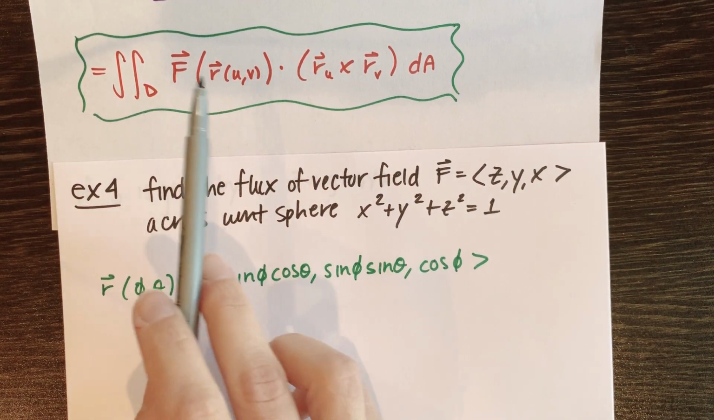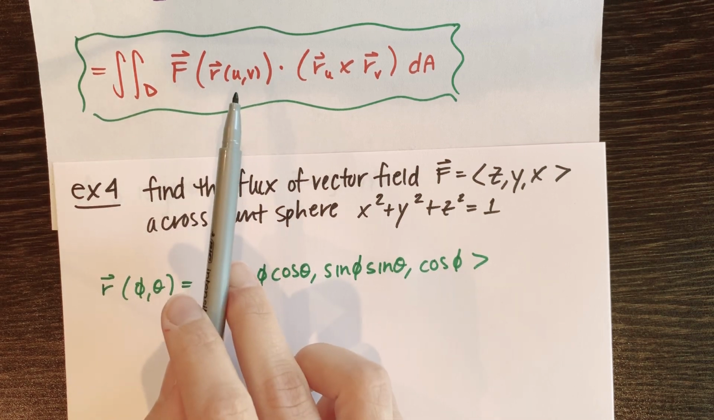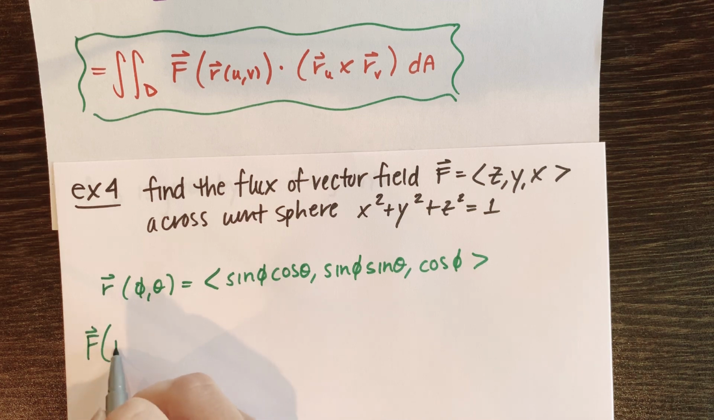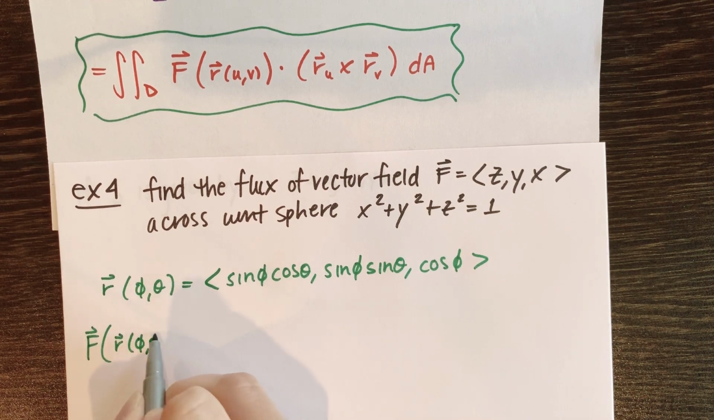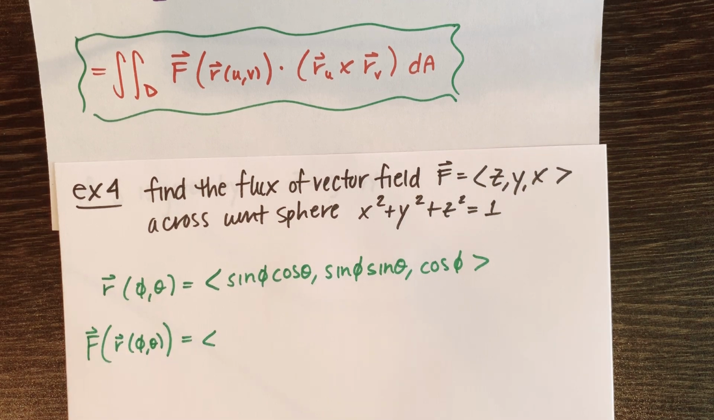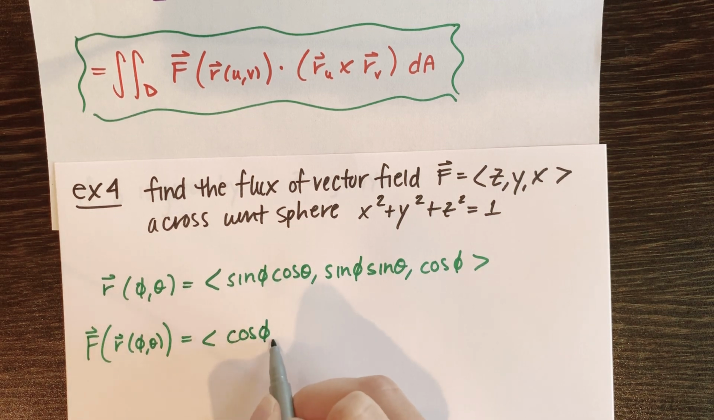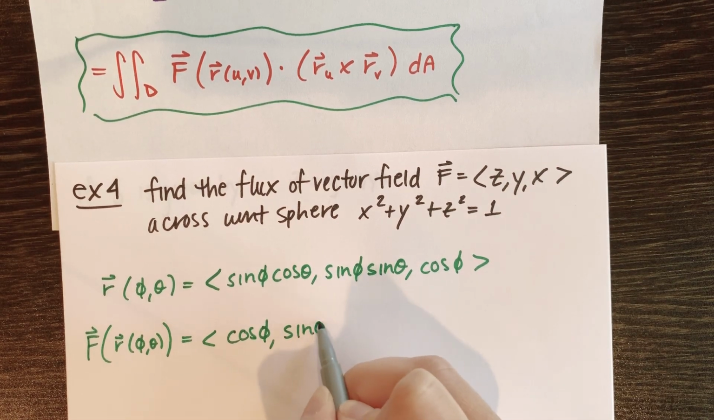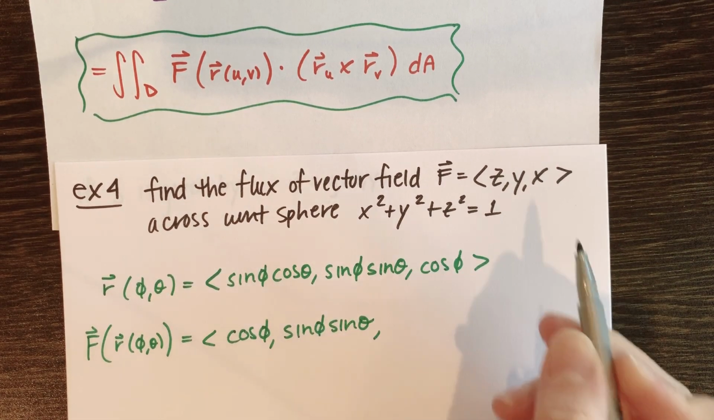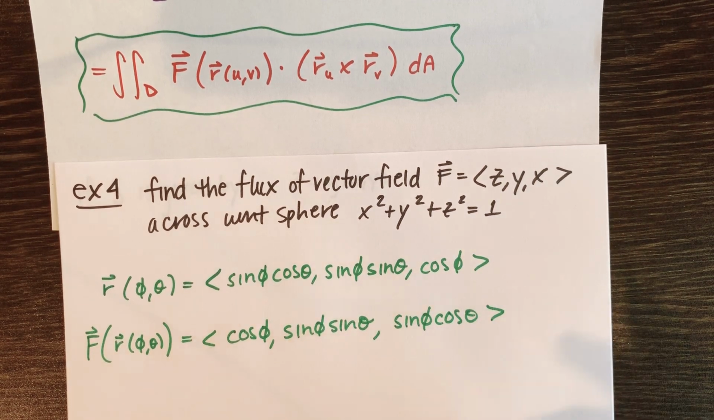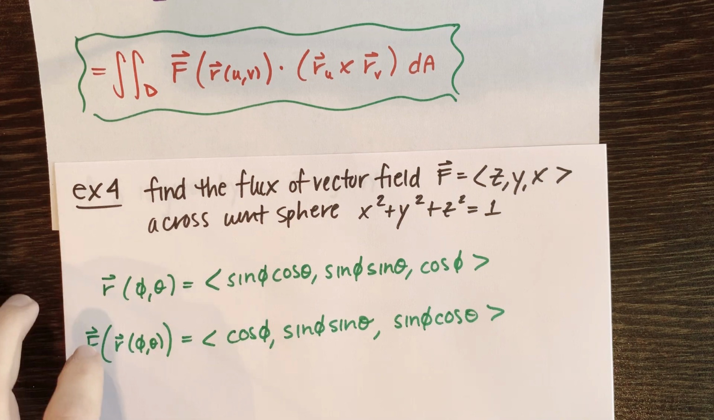For my double integral, though, I'm going to want to do F of that, right? And F was given to me. So if I do F of r of phi, theta, I want z, so I want this part first, so cosine phi. Then I want y, so that's just going to copy down. And then I want x. So it's really just a different order because it just happens to be what F is for this example.